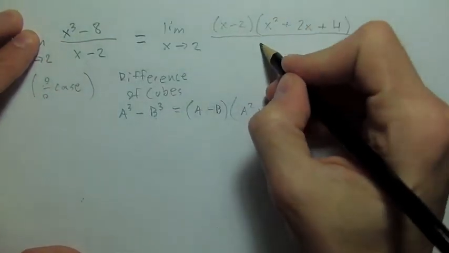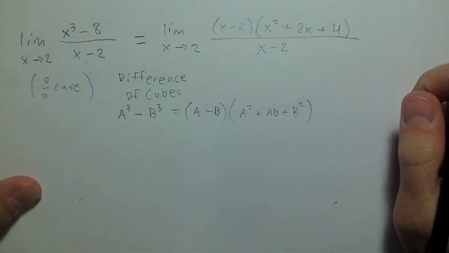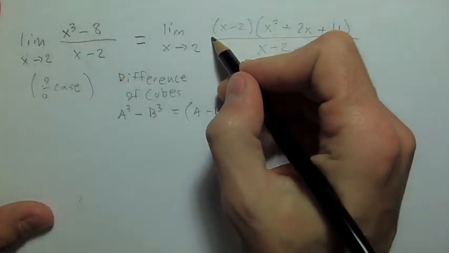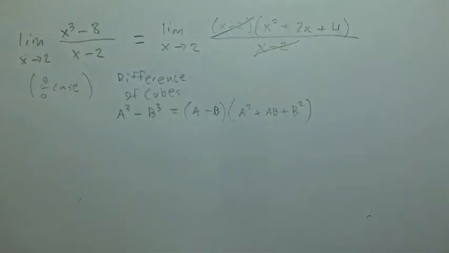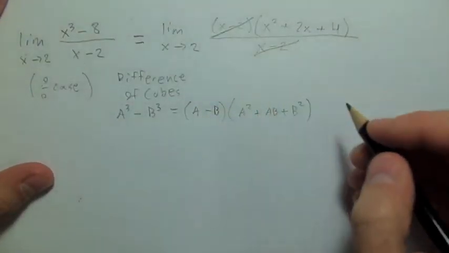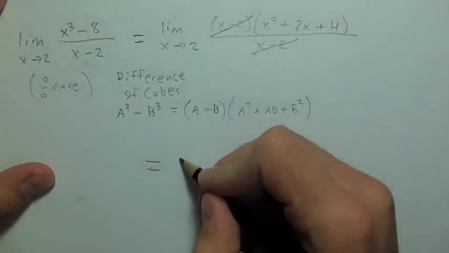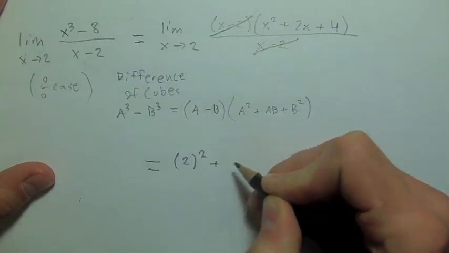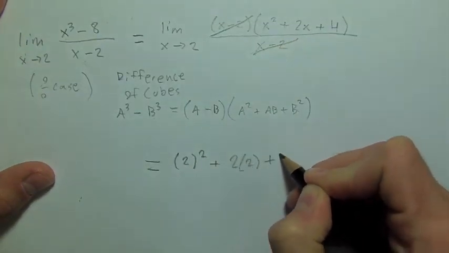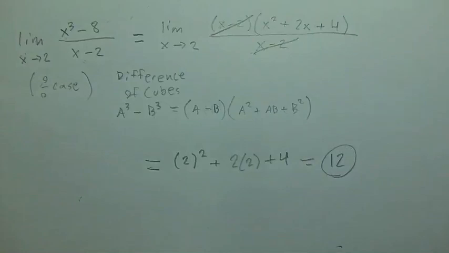If you don't remember how to factor, you should go back and brush up on that, because you will be using it quite a lot in this class. Now the x minus 2's cancel. Perfect. That was the thing that gave us trouble. Now we can go straight to plugging in 2. Plugging in 2, we get 2 squared plus 2 times 2 plus 4. So that's 4 plus 4 plus 4, which gives us 12.